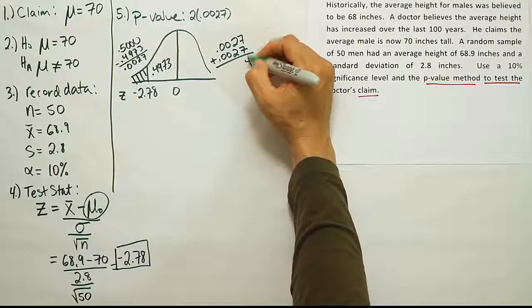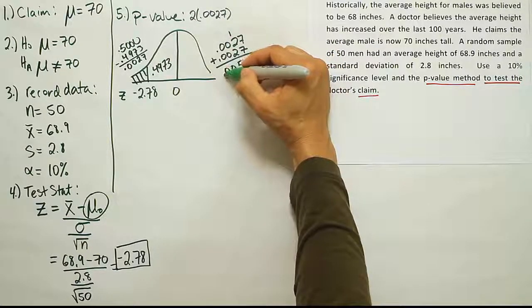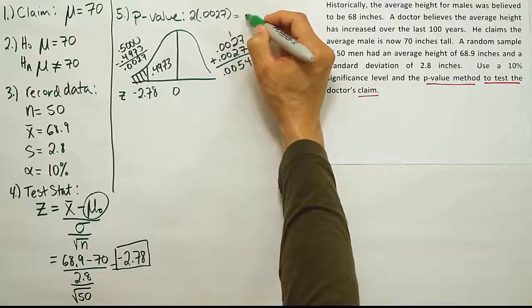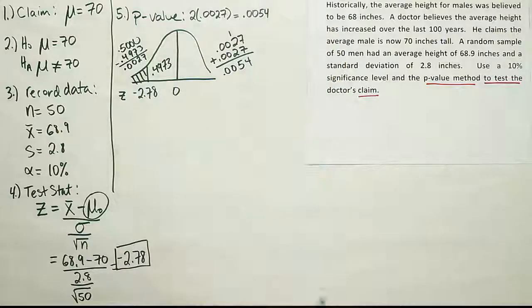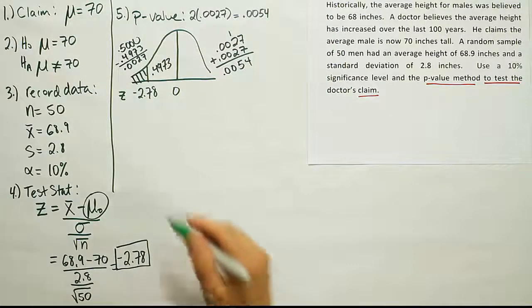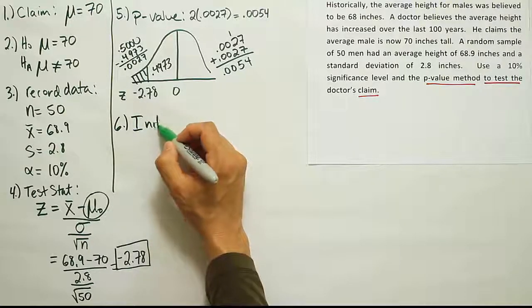7 plus 7, of course, makes 14. That'll give you 5. And then we have the 2 zeros. So the p-value becomes 0.0054 or 0.54%. All right, in step 6, we want to form our initial conclusion.